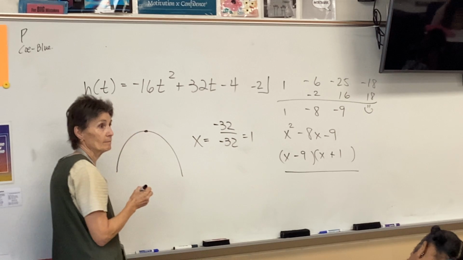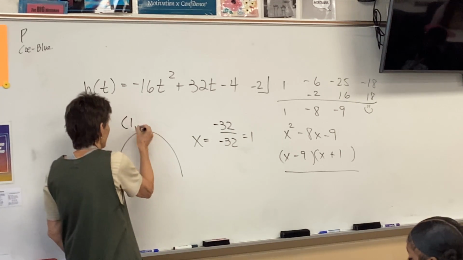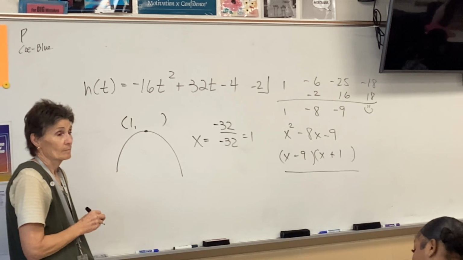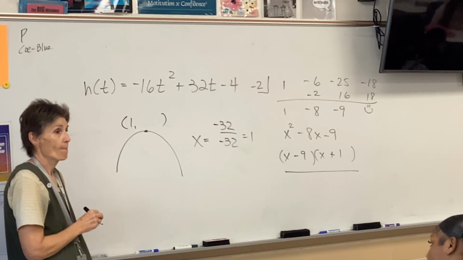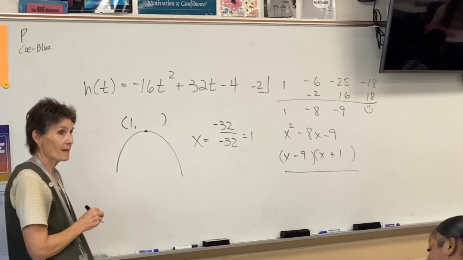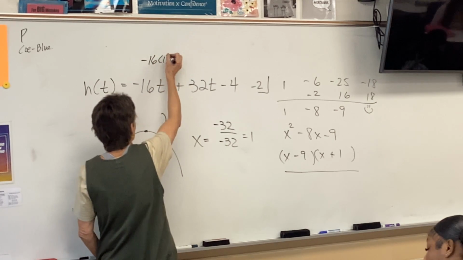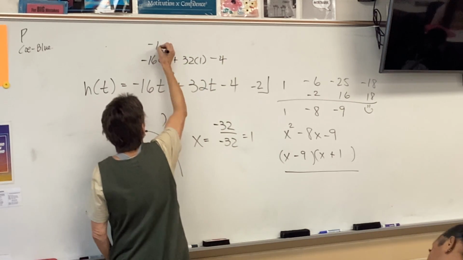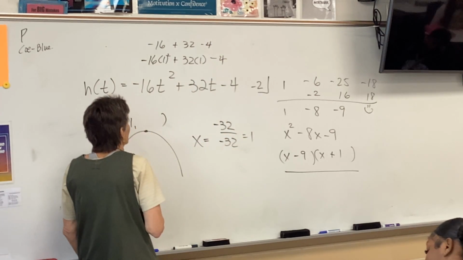How do I find the vertex? First, I find my axis of symmetry, doing what? Negative B over 2A. So did you get 1? So your vertex is at 1 comma something. How do I find the something? You just plug it back in. So that's gonna be -16 times 1 plus 32 times 1 minus 4. Looks like 12.